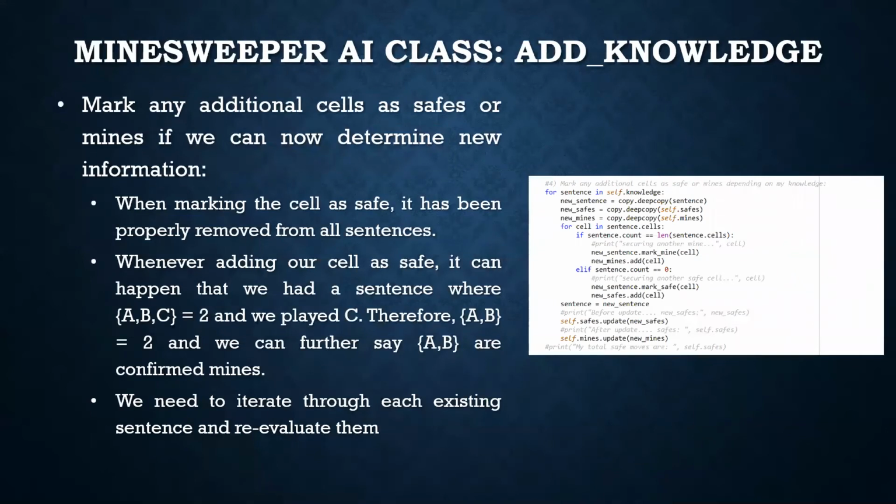Now, when updating our knowledge, we need to take into account that when we marked the cell as safe, we removed this cell from the sentences. So it might result in us having something like the set of cells A, B, and C and the count of 2 before, but when playing C, we kept the sentence A and B with a count of 2, from which we can interpret that A and B are confirmed mines. So the objective of this part of the function is to iterate through every existing sentence and reevaluate its meaning.